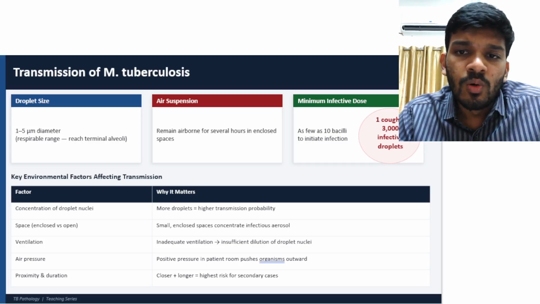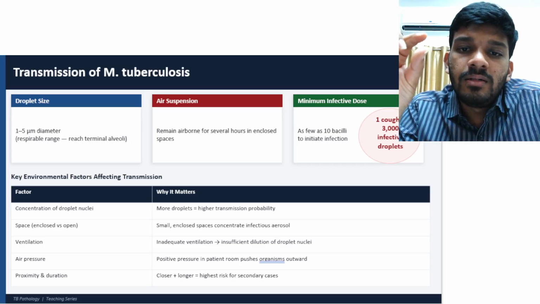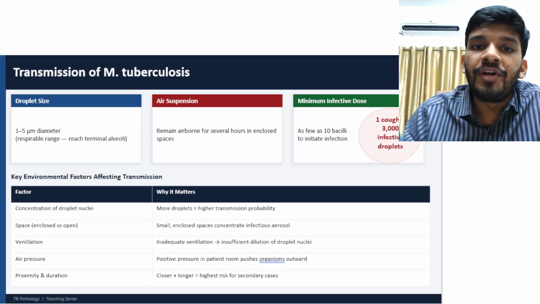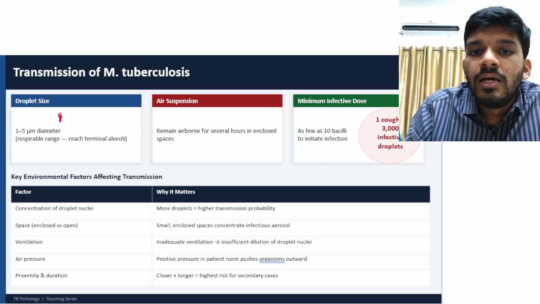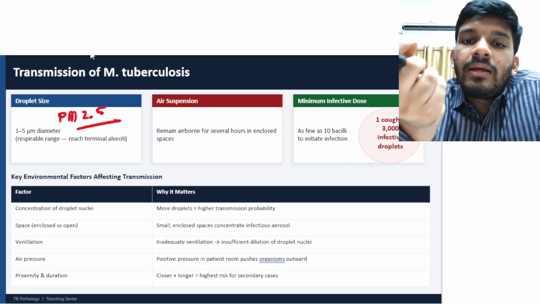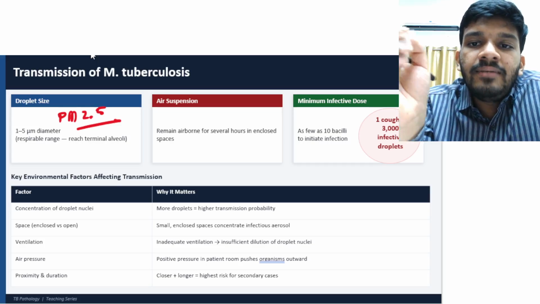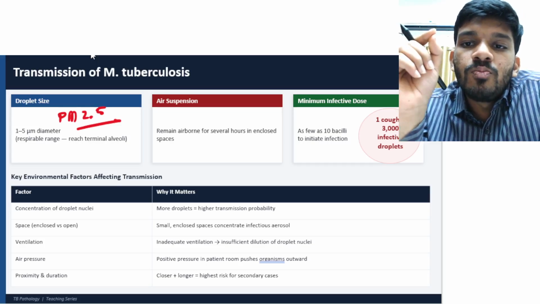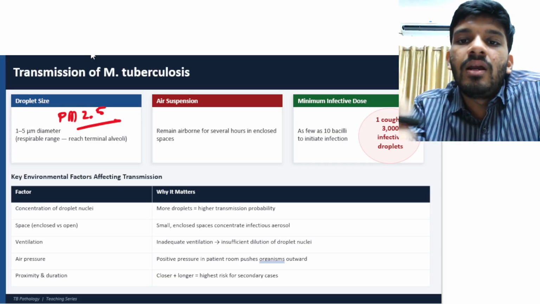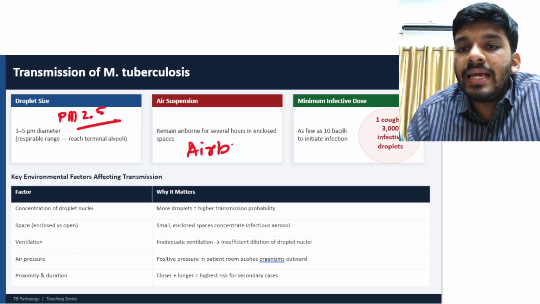So transmission of tuberculosis: basically it is carried in a 1 micrometer droplet, and because it is so small, remember you have PM 2.5 and PM 10 particles, those refer to sizes in microns, these very small particles can reach the terminal alveoli and it is very difficult to get them out, right? That is one important thing. Because they are small, even after a patient goes out of a room, they remain there for several hours. That is why it is called airborne transmission.